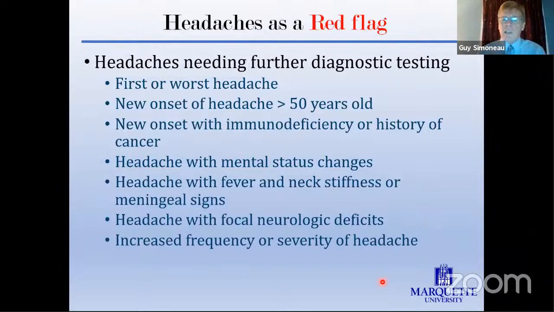Especially if you have a new onset of headache after 50 years old, or if you have a history of cancer, or if you're immunodeficient, which implies that you have more chance for infection. If you have a change in mental status, fever, change in neurological status, all of those things are indication of potential red flags. So just make sure that if you're treating people for their headaches, that it is the appropriate headache that you're treating as defined by cervicogenic headaches or tension type headaches.